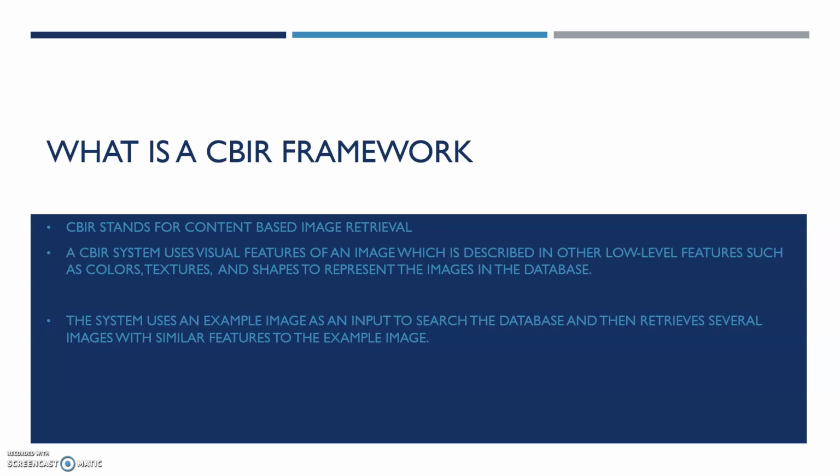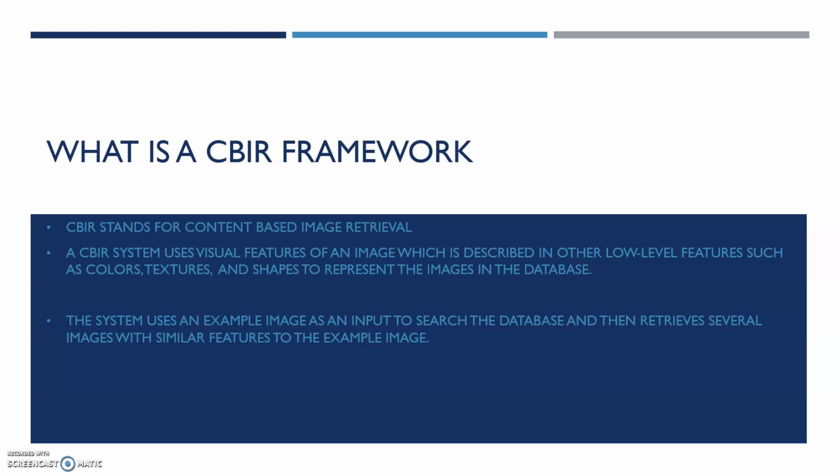A CBIR system uses visual features of an image which are described in other low-level features such as colors, textures, and shapes to represent the image in the database. The system uses an example image as an input to search the database and then retrieves several images with similar features to the example image.